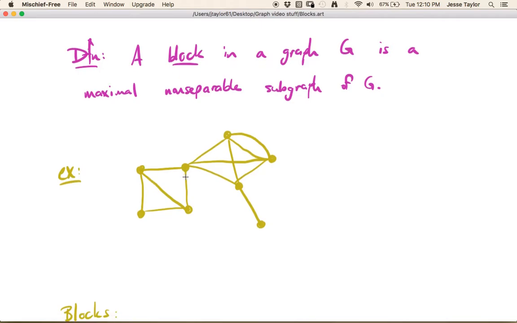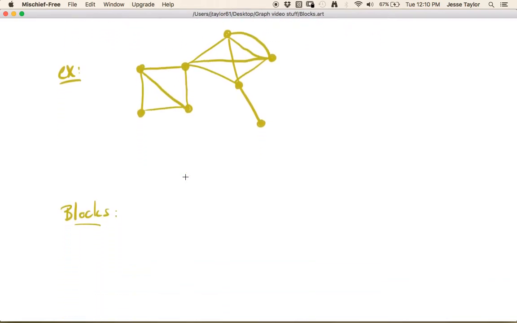So let's see what this actually looks like, considering this graph in yellow here. We want maximal non-separable subgraphs. So let's start with over here. Let's consider this little triangle in the bottom left corner. This is a subgraph of our original, and it is non-separable. There are no cut vertices. But is it maximal? It's not, because I could also add in this piece. This is also a subgraph. It's also non-separable. And now this is bigger. It contains the one before it.